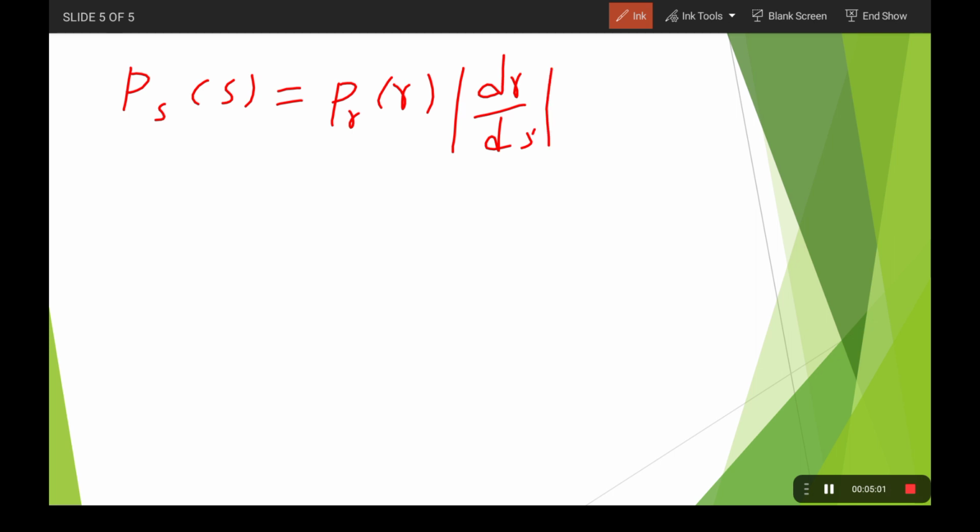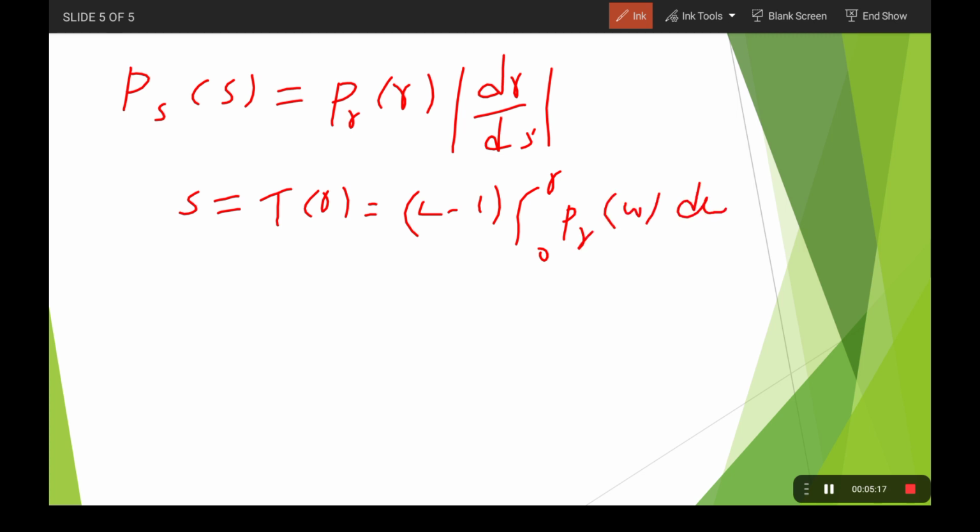We know that s is equal to T of r, and that value is also equal to L minus 1 times the integral from 0 to r of pr of w dw, where w is a dummy variable. Moreover, L minus 1 is used to maintain the corresponding value. As the r value increases, the corresponding value may not decrease to 0. So for that purpose, L minus 1 is also maintained in the same equation.